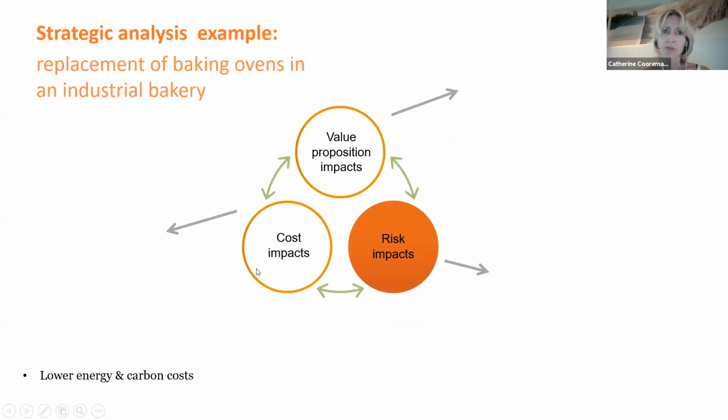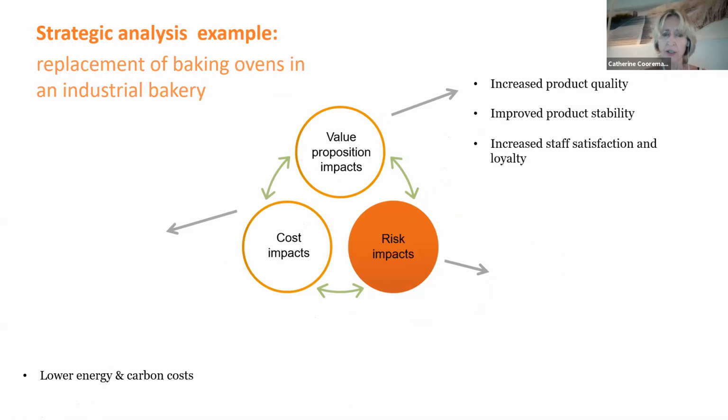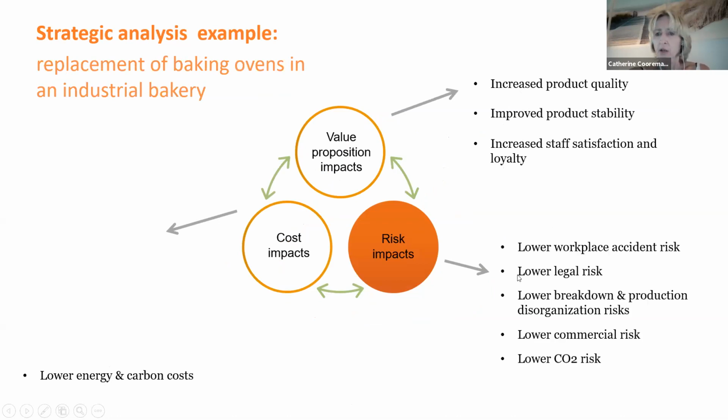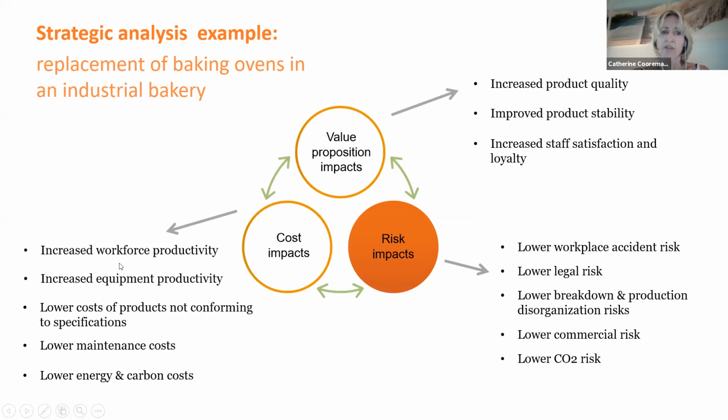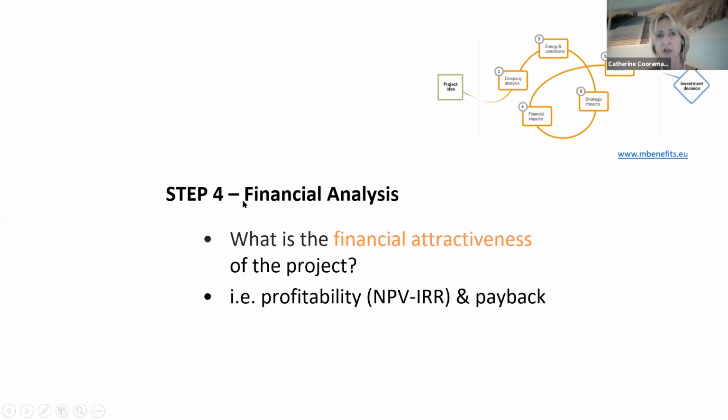If I take again the example of the bakery, the conventional energy expert analysis would be to analyze the impact on lower energy and carbon costs. Now you have understood that we will not only limit ourselves to this impact. There will be increased product quality, improved product stability, increased staff satisfaction, a lot of risks decreased, and other costs such as workforce productivity and equipment productivity. This translates into lower employee costs, lower cost of products not conforming to specification, and lower maintenance costs. So you see that here the project becomes much more attractive to the decision makers of the company.